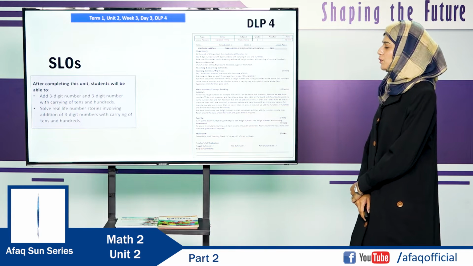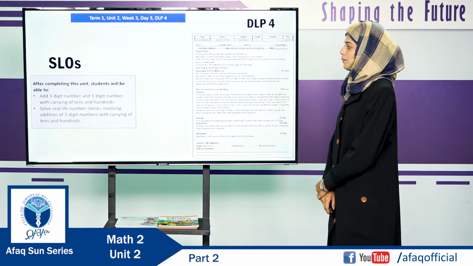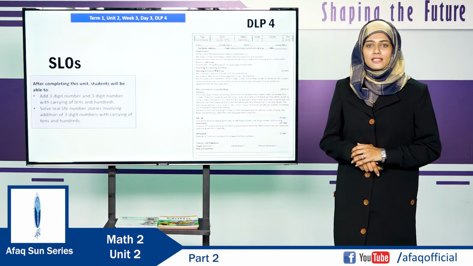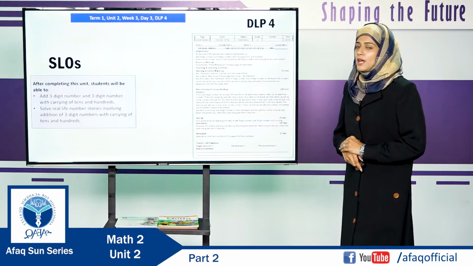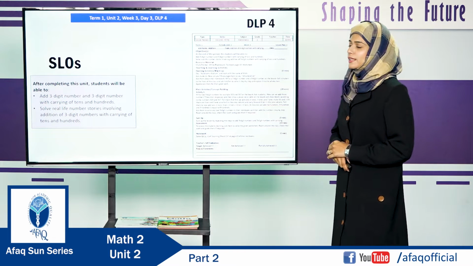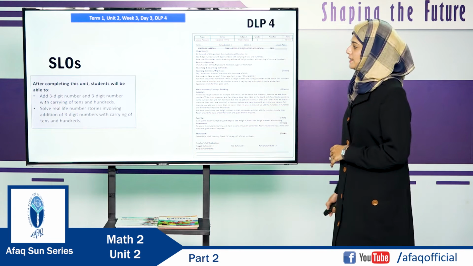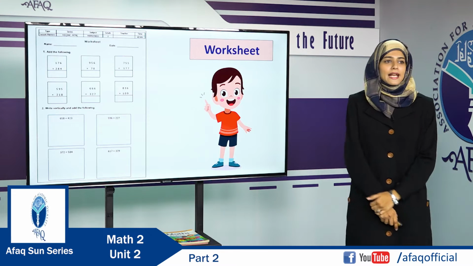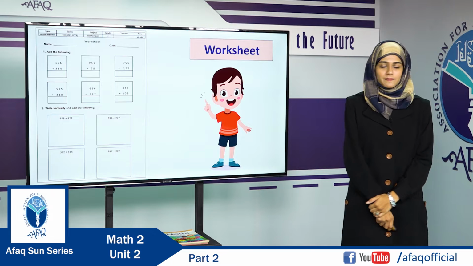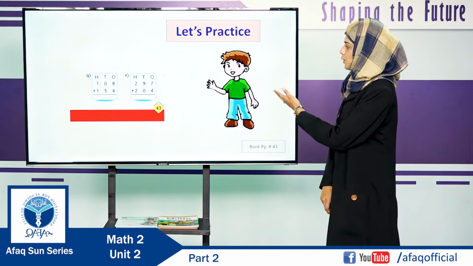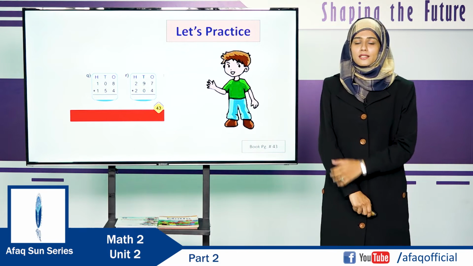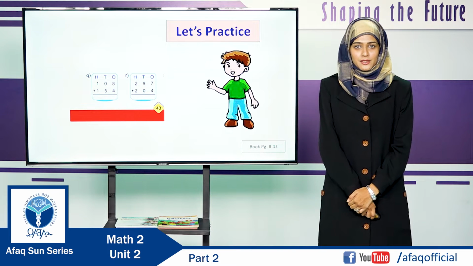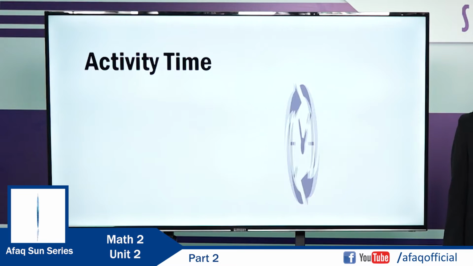In this SLO, we are going to add a 3-digit number and a 3-digit number with carrying of tens and hundreds. To cover this, the methodology has been provided in DLP4, which falls in Term 1 Unit 2 Week 3 of Day 3. Let's see the exercise. Here is a worksheet given for you. Solve this worksheet and have it checked by your teachers and parents. On page number 43, here are two addition sums. Solve these sums and practice on the basis of the methodology we discussed in the previous lecture. It's an activity time. Let's see the activity.